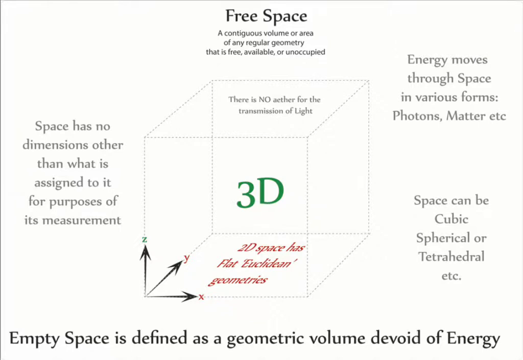In each case, what is being defined in the case of free space is any area or volume, as defined by the measurement of time with whatever geometry that creates, that is free of energy in any form, be it mass, be it radiant energy, or be it matter. The absence of energy in all its forms is what is termed empty or free space.